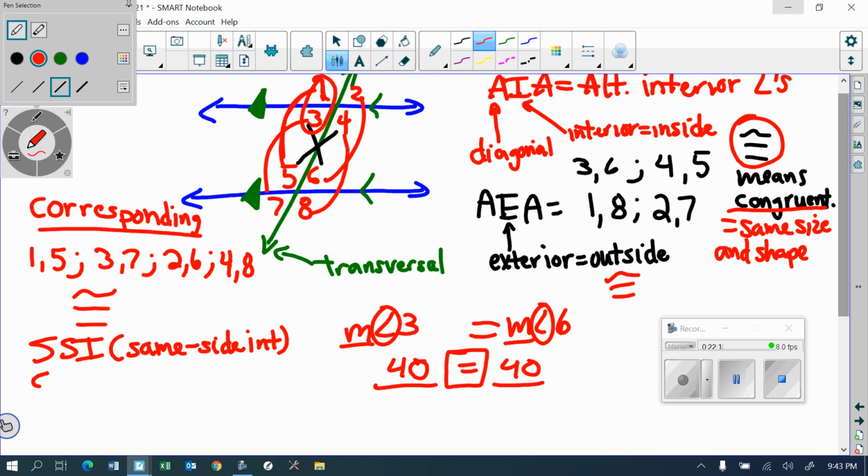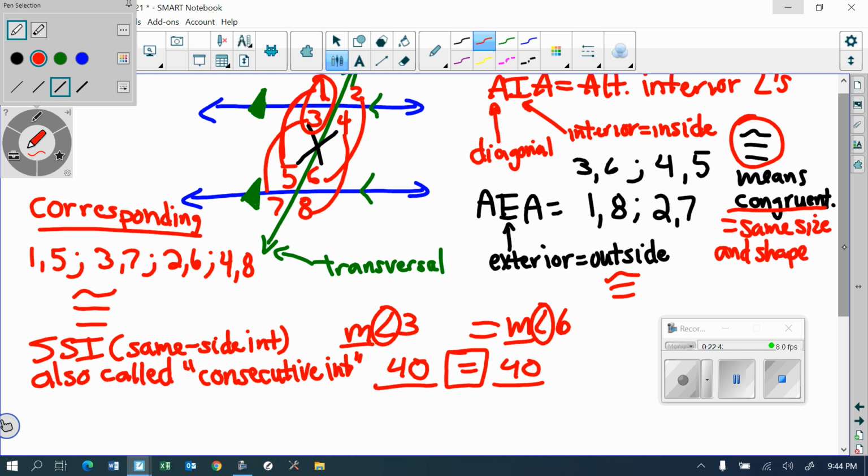Okay, also called consecutive interior. Consecutive means one after the other. INT for interior. I'm not going to write it out. Same side interior, that would mean same side of the transversal. And they're interior angles. So again, my only 4 interior angles here are 3, 4, 5, and 6. Those are the only ones I can choose from.